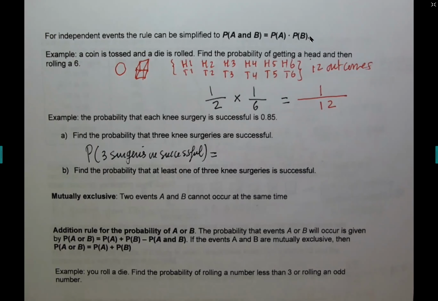So what do you think, guys? What's the probability that the doctor will perform the 3 surgeries and the 3 of them are successful? Any input? Yes?